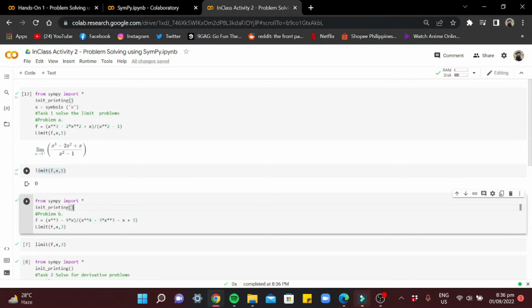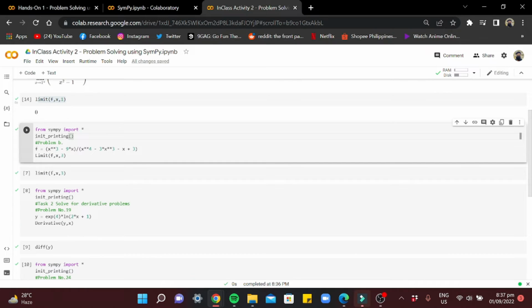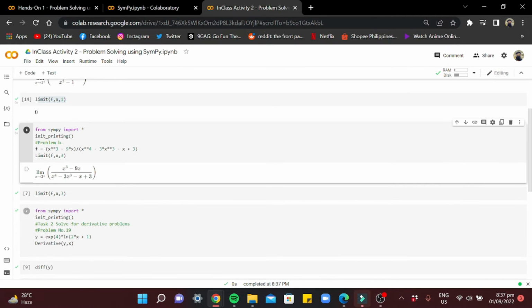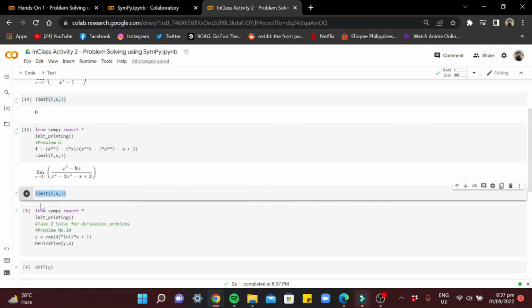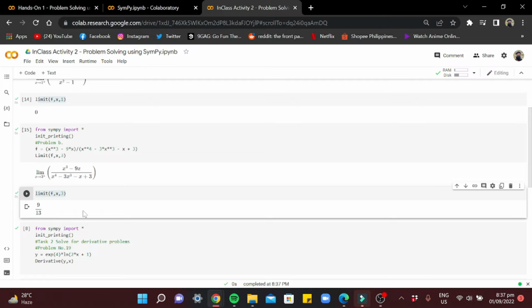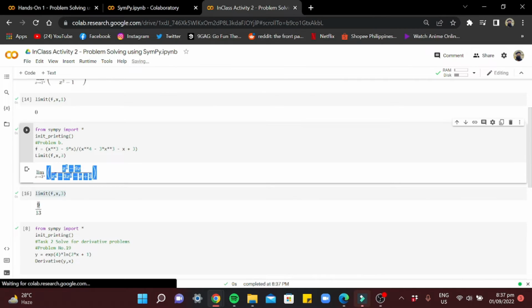Moving on to problem B. Let's run this code so that we can see the equation. If x approaches positive 3, and f of x is x cubed minus 9x over x raised to 4 minus 3x squared minus x plus 3. With the lowercase l, we can find the limit of this equation. Let's run this. The answer is 9 over 13. That's the limit of this equation.